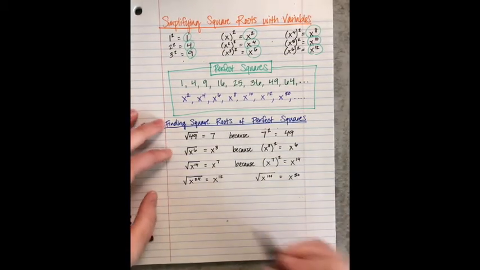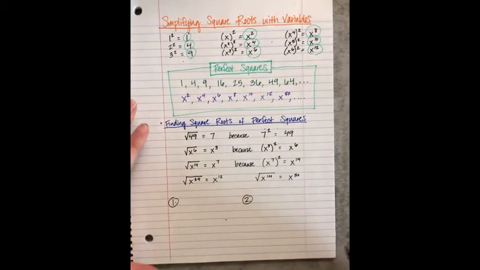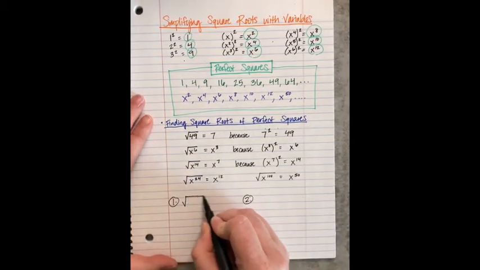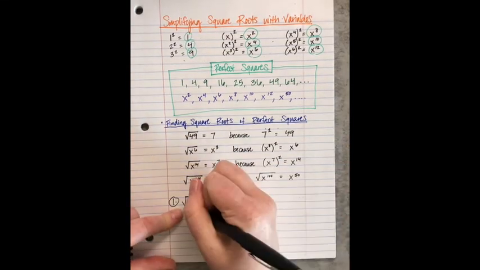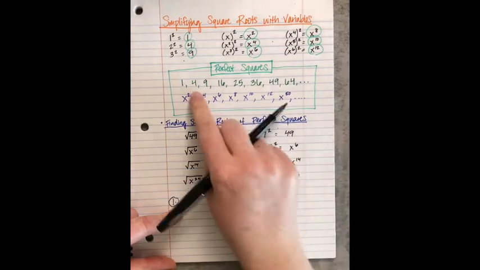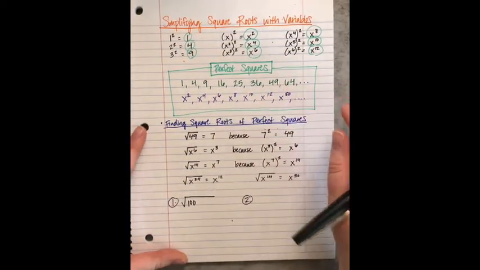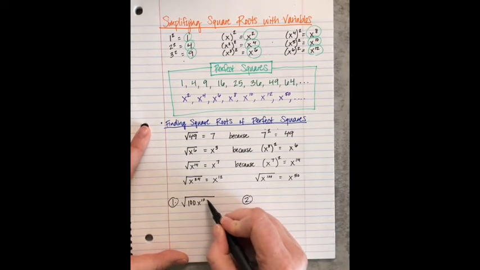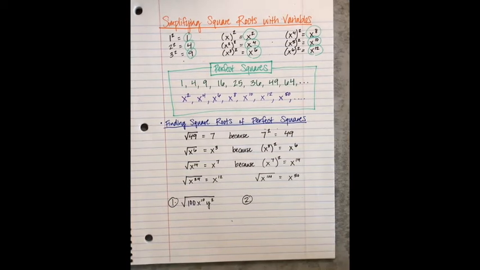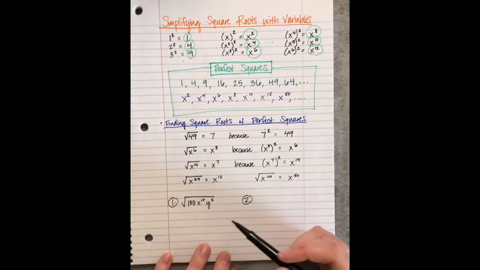Okay, that's cool and all, but now let's do some actual practice with this. So we're just going to stick with perfect squares for now. So I'm going to take a perfect square number like 100. It's not written in our list up here, but that's because we can't write an infinite amount of numbers. But 100 is definitely a perfect square. x to the 10th is a perfect square, and y squared is a perfect square. Okay, so we're going to go ahead and simplify this down.